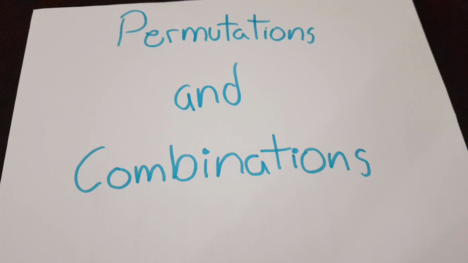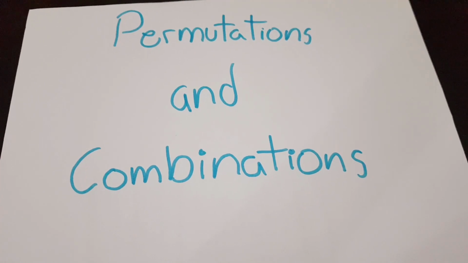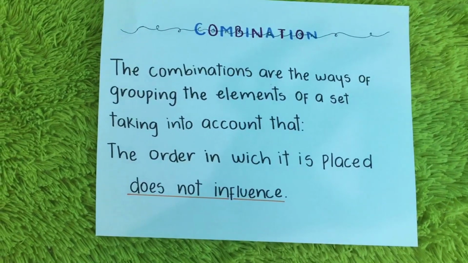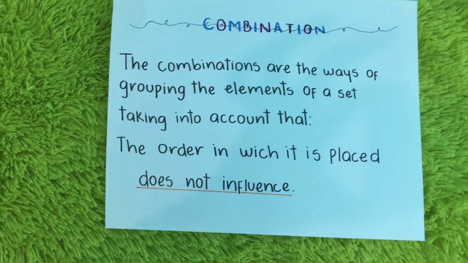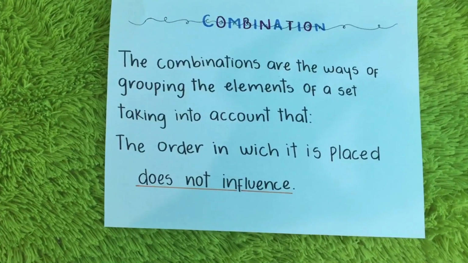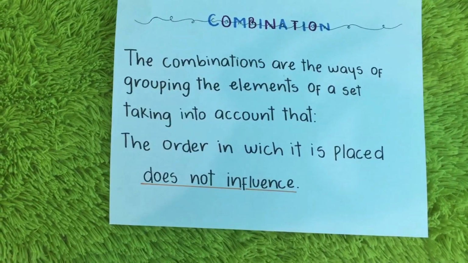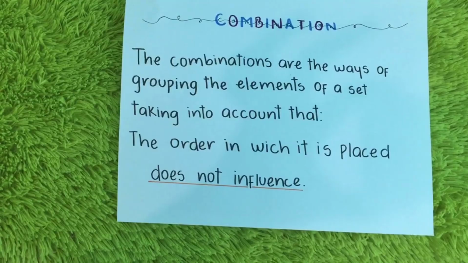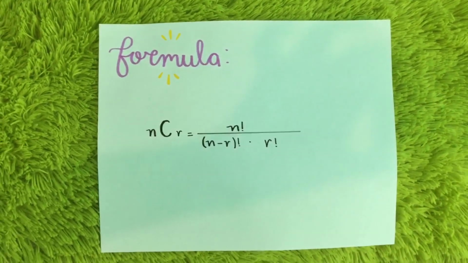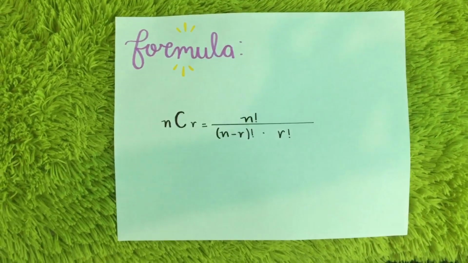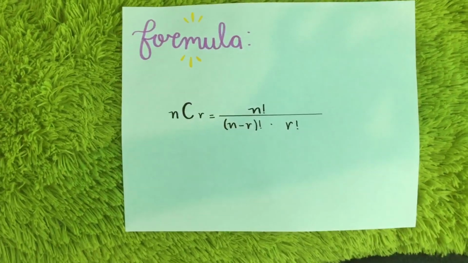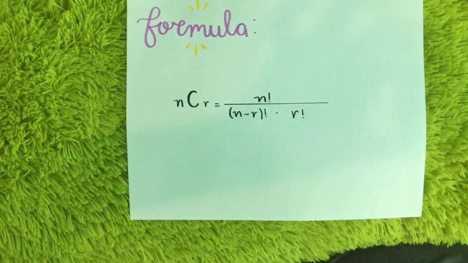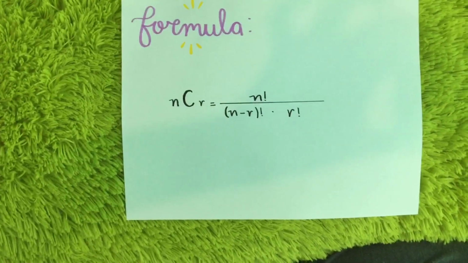In this video, we're going to talk about permutations and combinations. Combination. Combinations are the ways of grouping the elements of a set, taking into account that the order in which they are placed does not influence. Formula. The formula of combination is nCr equals n factorial over (n minus r) factorial times r factorial.